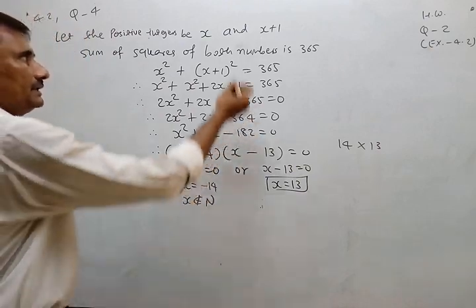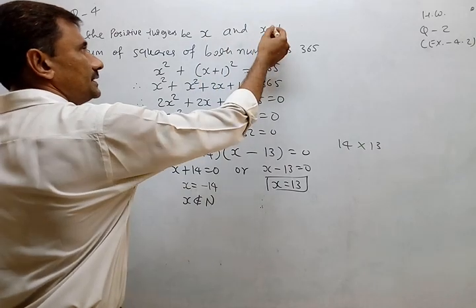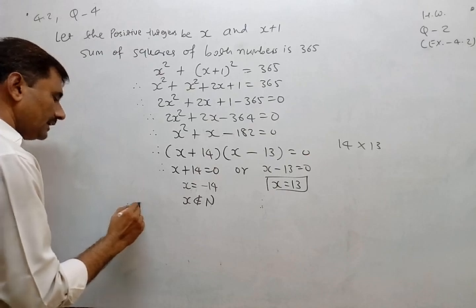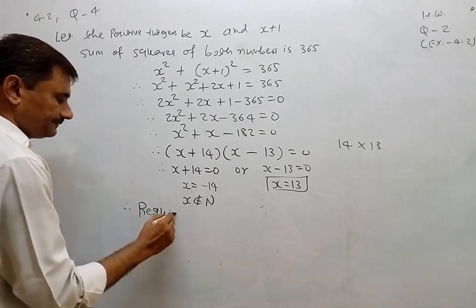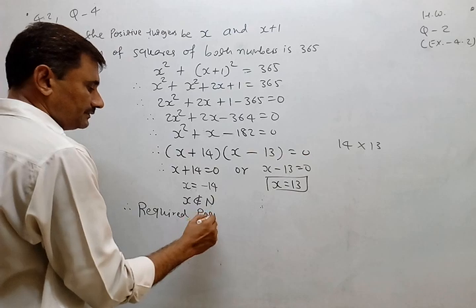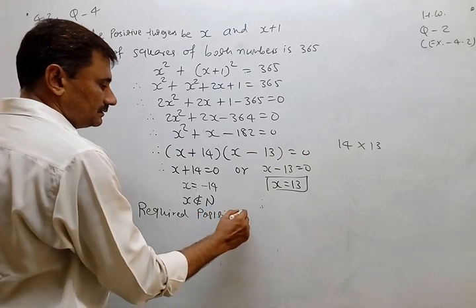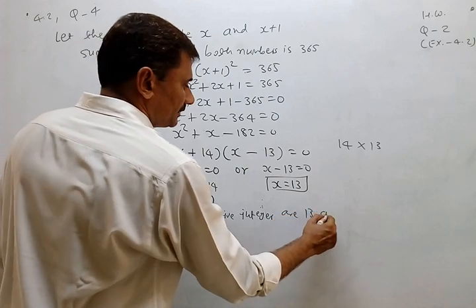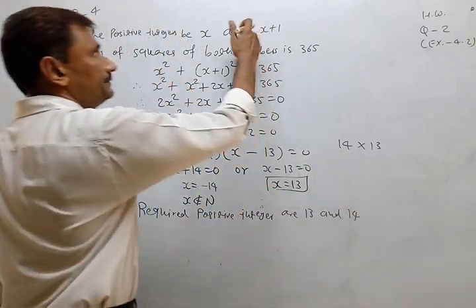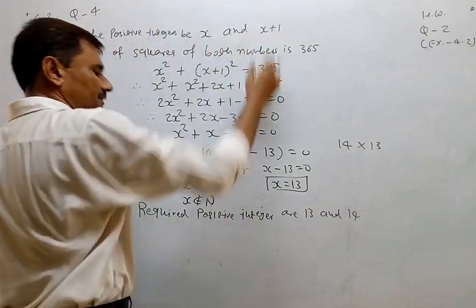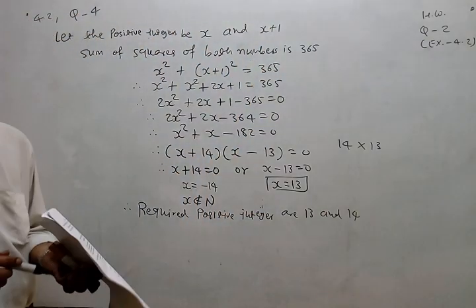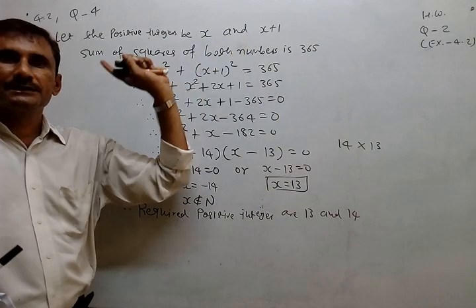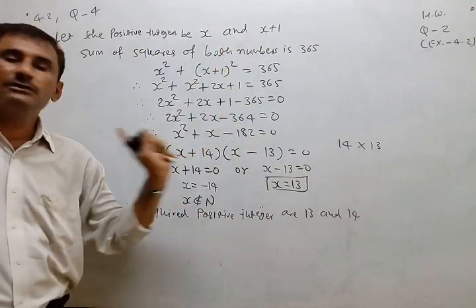Now you can give the answer. If this is 13, then this is 13 plus 1, 14. So give a direct answer. The required positive integers are 13 and 14. Where does that come from? Just understand, our main statement should be written at last. Our supposed statement should be written at last by replacing x with the x value.